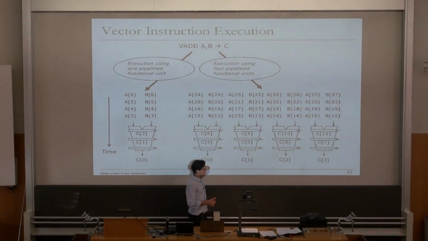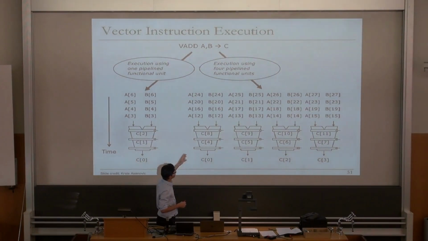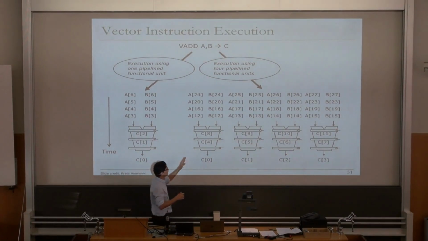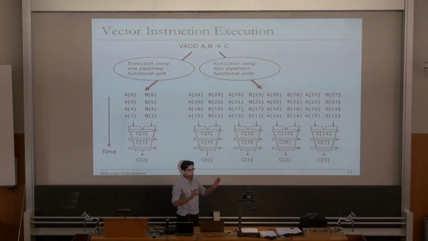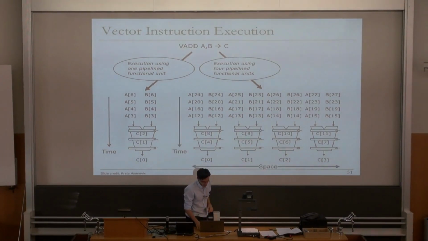So assuming that, in this example, maybe we have vector length equal to 28. What we will do is divide these 28 additions in groups of 4 that are issued at the same time to the 4 functional units. So now we are exploiting parallelism in time and in space.